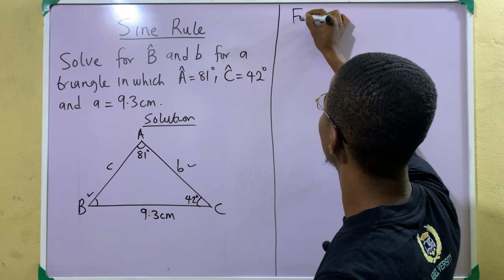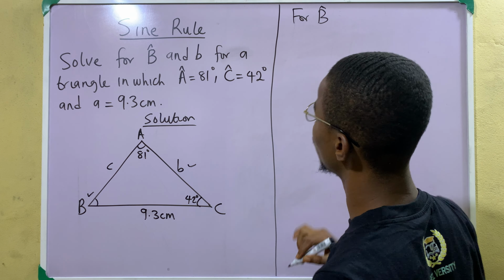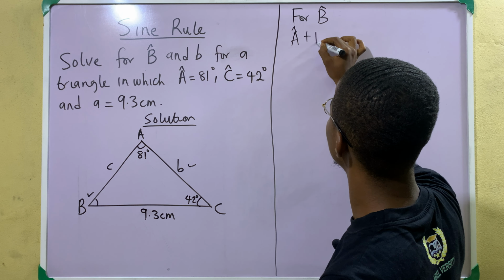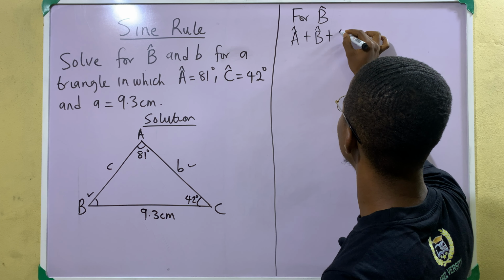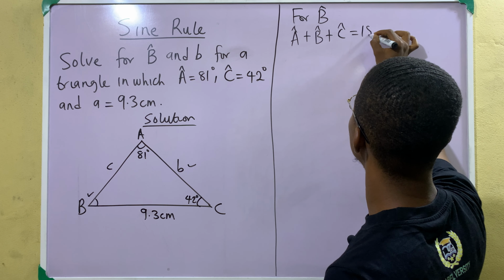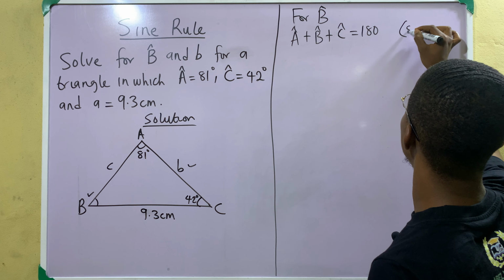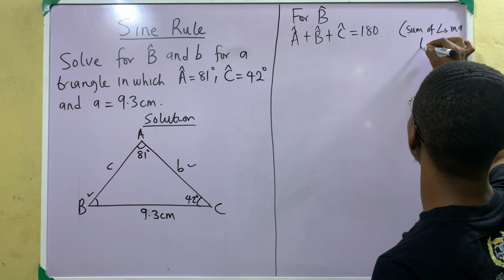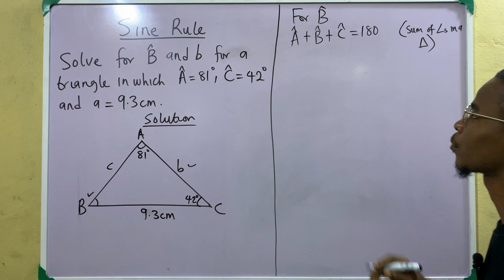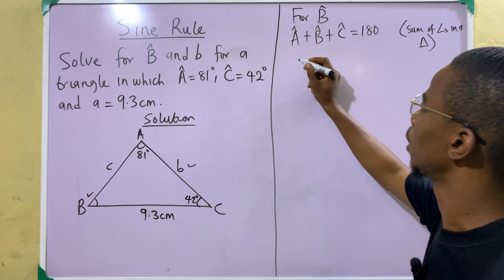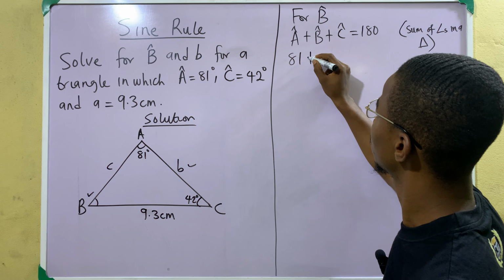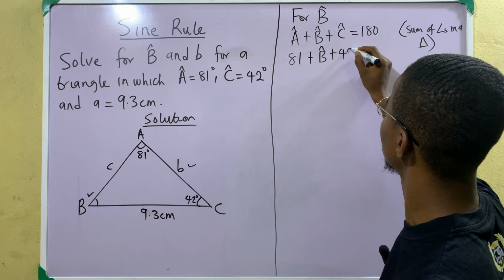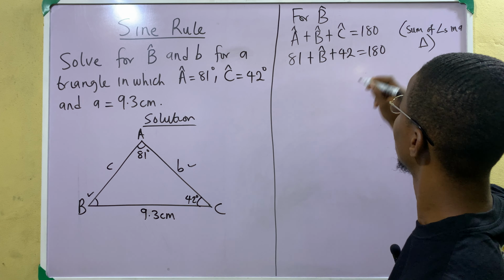We'll say for angle B, that's the angle at B, we know that angle A plus angle B plus angle C all equal to 180. Why? Sum of angles in a triangle. What's the value for angle A, which is 81, plus B plus, what's our C there? 42, all should be equal to 180.